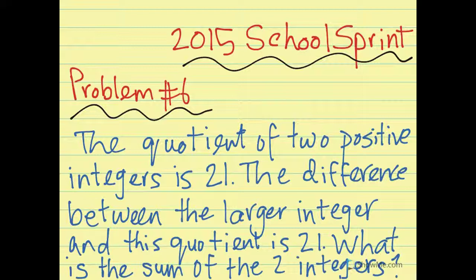So I'll first start out by reading the question. The quotient of two positive integers is 21. The difference between the larger integer and this quotient is 21. What is the sum of the two integers?